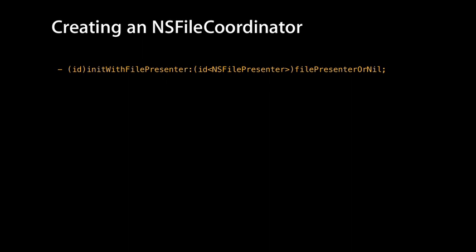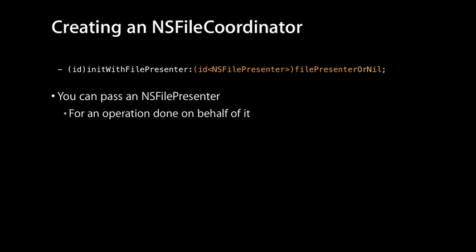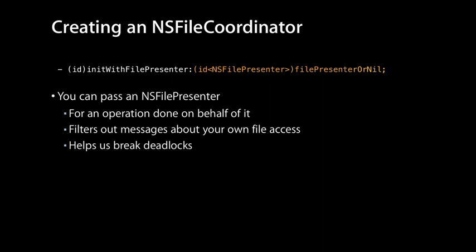So how do you actually create a file coordinator? Well, you do that with a method called initWithFilePresenter. It's a method on NSFileCoordinator. You can pass in an NSFilePresenter to this method, or nil if you want. Typically, this is the class that is trying to have the reading or writing done on behalf of it. This also helps us filter out messages about your own file access. If we notice that a particular one of your classes is trying to read or write to a file, we won't notify it about that file changing as a result of its own reads or writes. This also helps us break any potential deadlocks because now we know the different parts of your application and the files they may be trying to read or write to.